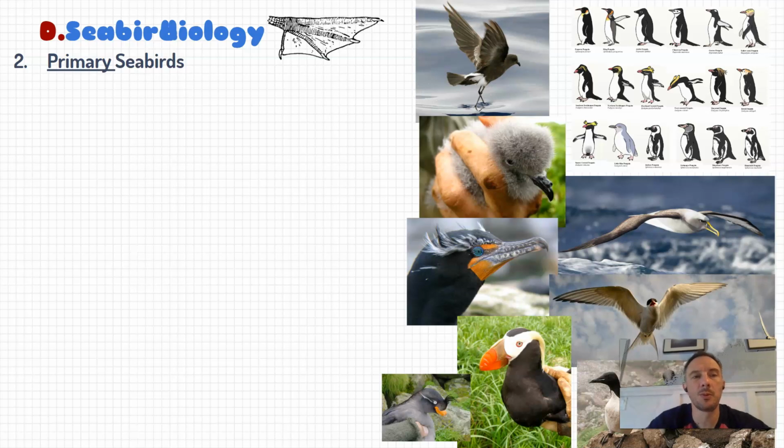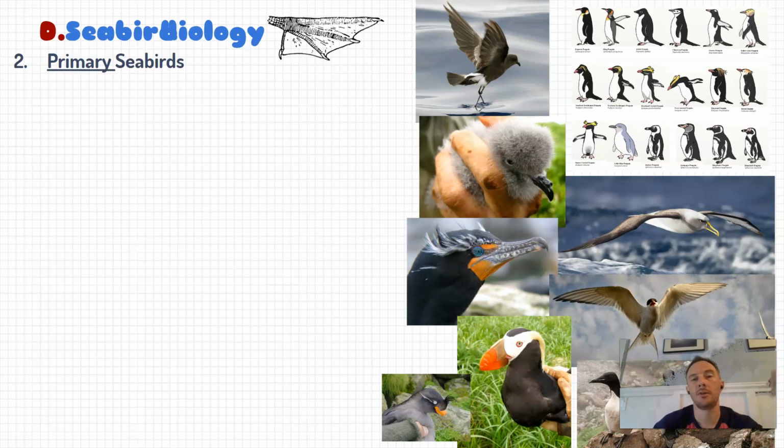Okay, there are different groups of seabirds. So the first group, well, there's different ways of classifying them. There are really two. What we call primary seabirds. These are birds that are seabirds. They spend their whole life at sea. They get all their food from the ocean. They're 100% dependent on the ocean.